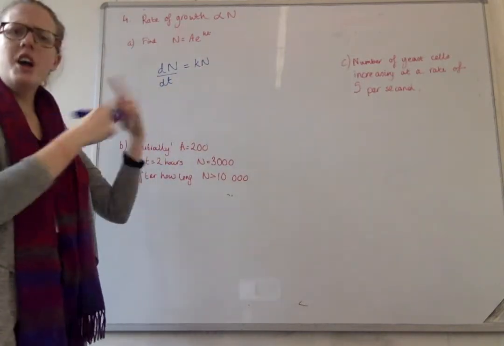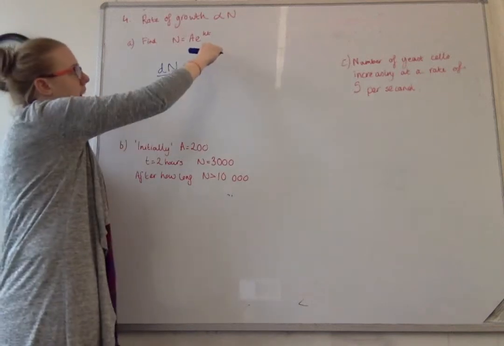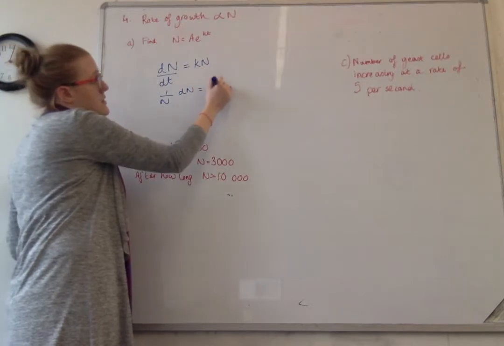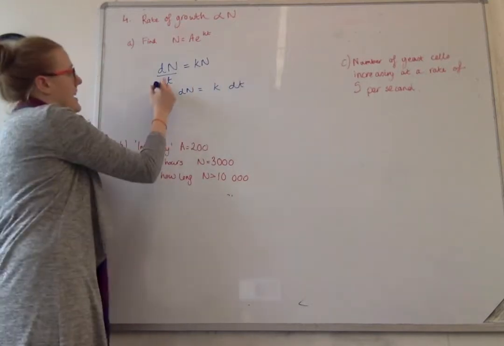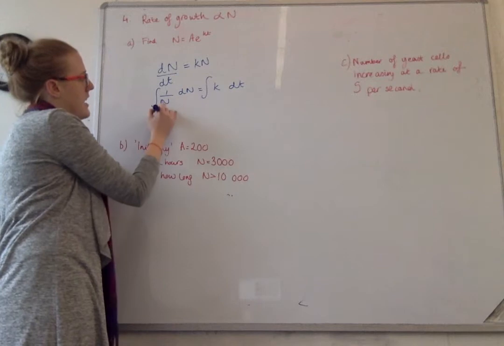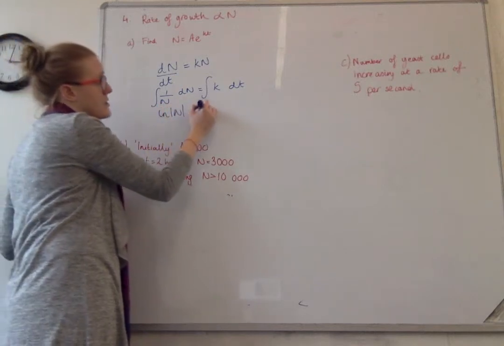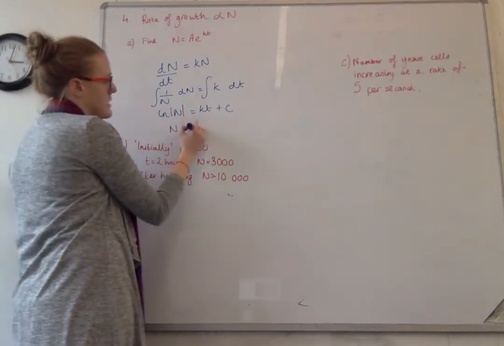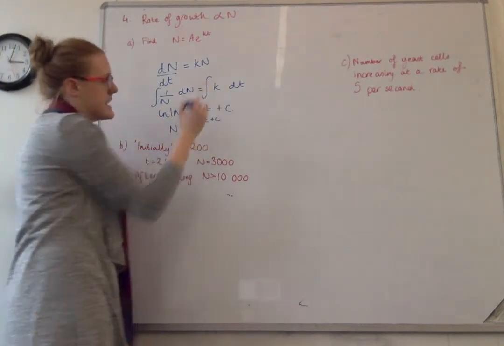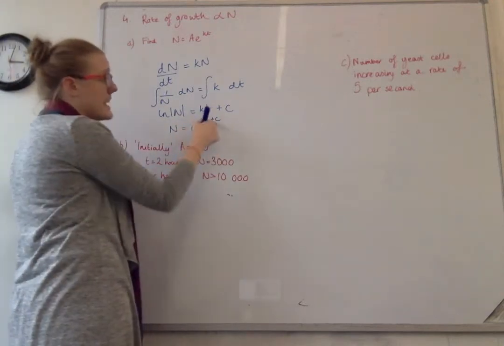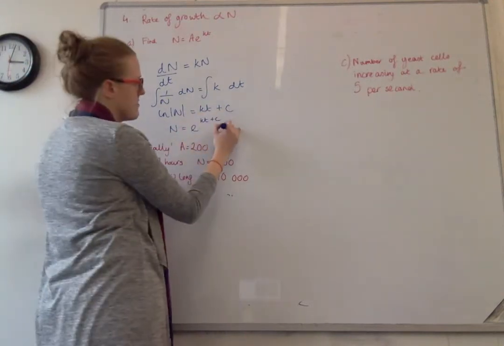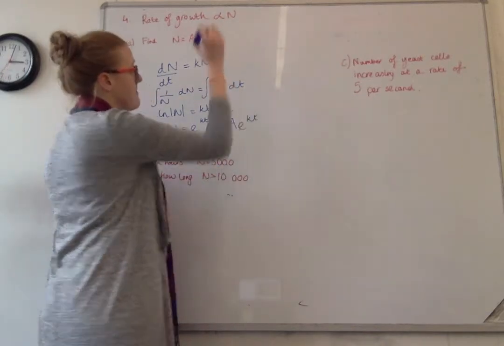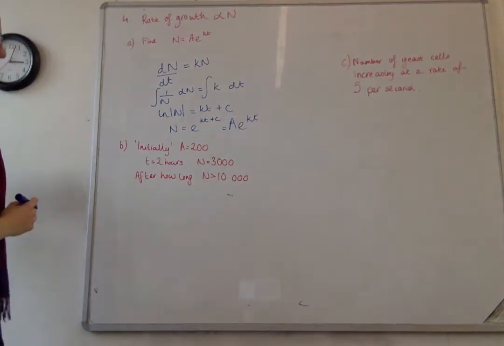At this point, I can just rearrange this, take the dt over here and the n over here, and I get 1 over n dn is equal to k dt. I can then integrate both sides, and I get ln of n is equal to kt plus c. Then take e of both sides, so n is equal to e to the kt plus c. And then we can call e to the c just a different constant. So we'll call it A, e to the kt, and we have now got what we needed to do.